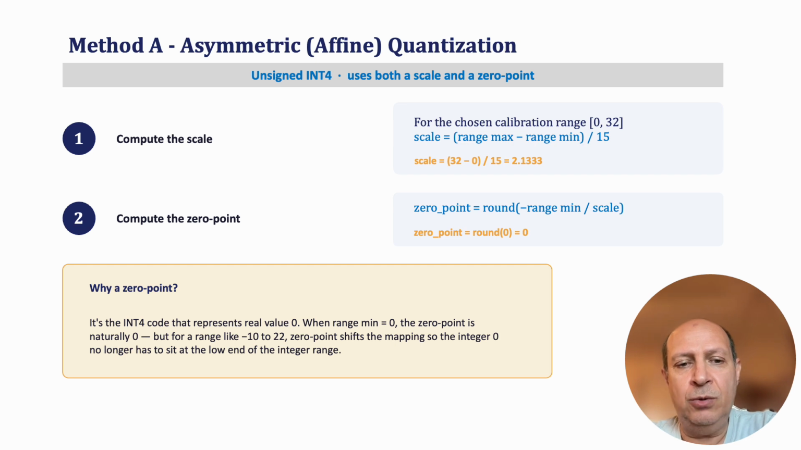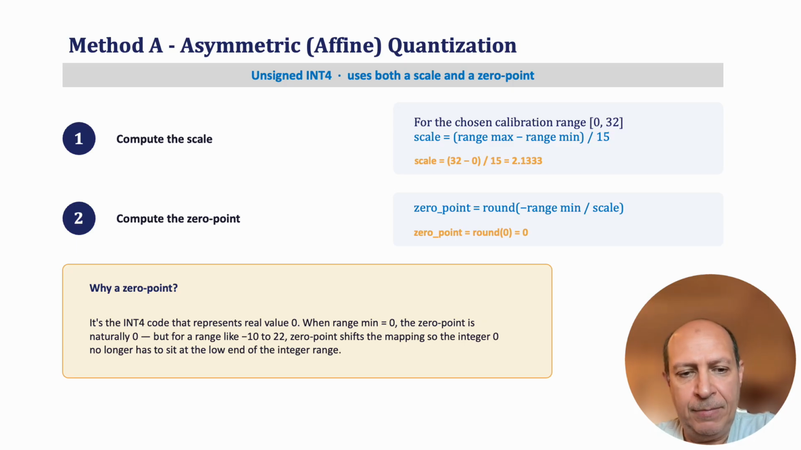So the first thing we do is we compute the scale. We talked about this a million times. We look at the range, the maximum minus the minimum divided by 15. So 32 minus 0 divided by 15 is equal to 2.13333. This is the scale. And then we compute the 0 point. So the 0 point here in this case is equal to 0 because we're starting from 0 all the way to 15.